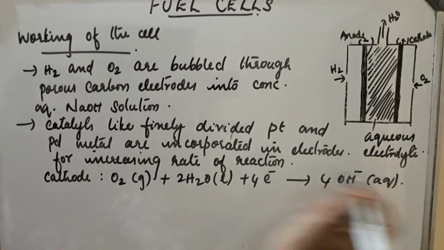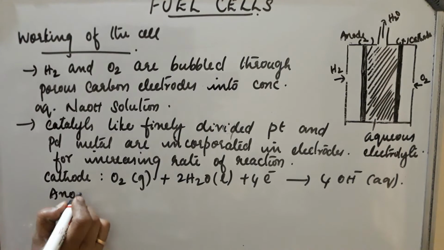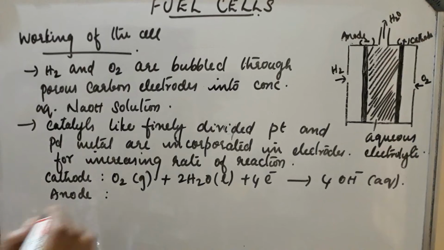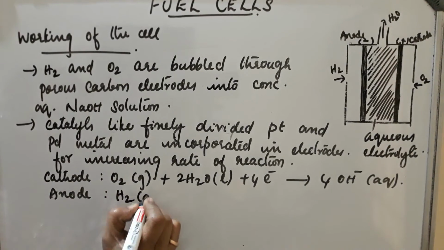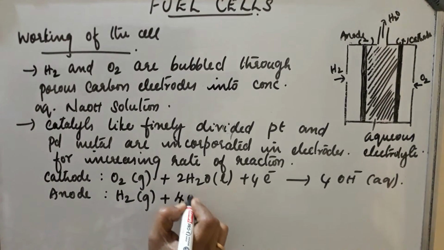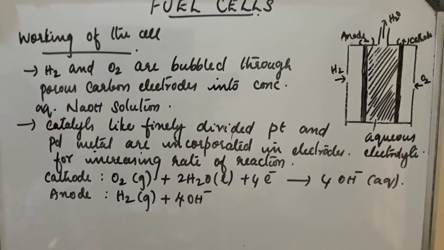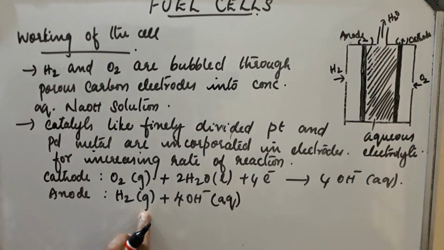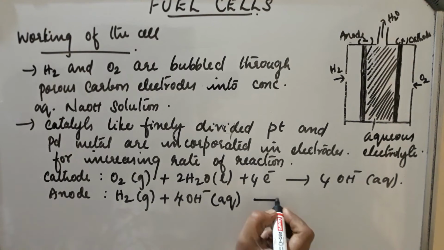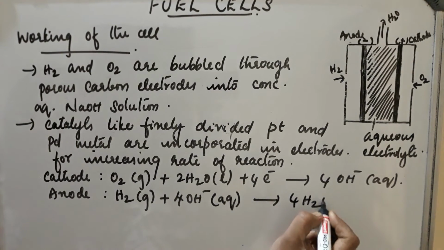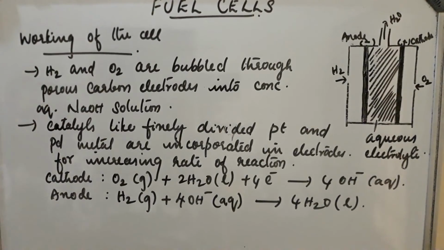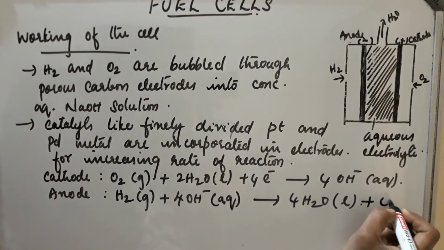Now, at the anode, what happens? At the anode, hydrogen gas is bubbled. So H2 reacts with 4OH minus, giving 4H2O. These will be the reactions taking place at the anode and cathode.